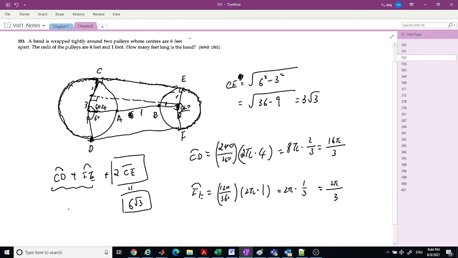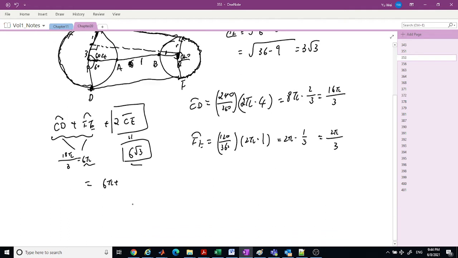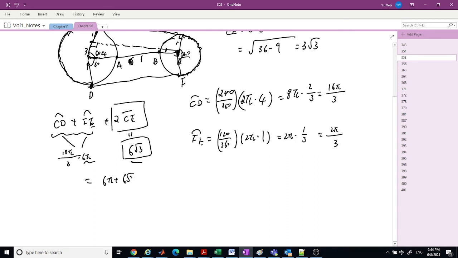Now you can add them together. It becomes 18 pi over 3. So this part is 6 pi. Then this part is 6 root 3. So it's 6 pi plus 6 root 3.